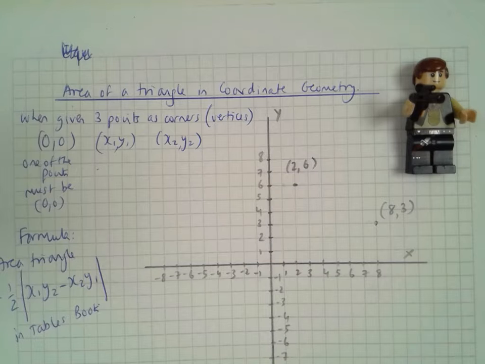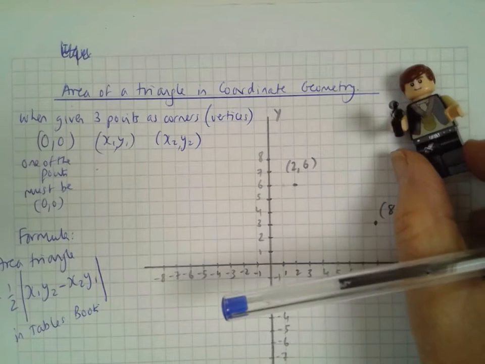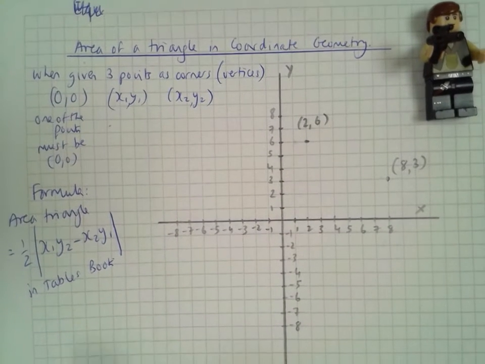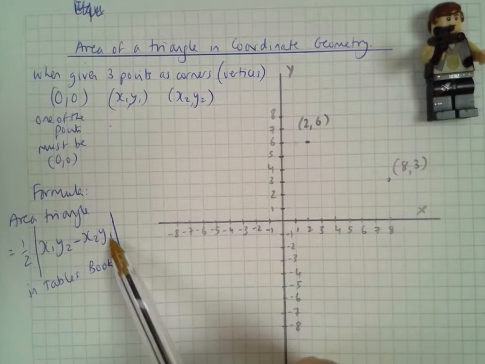Today this is coordinate geometry, finding the area of a triangle when given some points of that triangle. This is Han Solo, I think, isn't it? Helping me out today. What happens with this is that we're given a formula in our tables book, and this is the formula here, and I'll explain it in a minute.